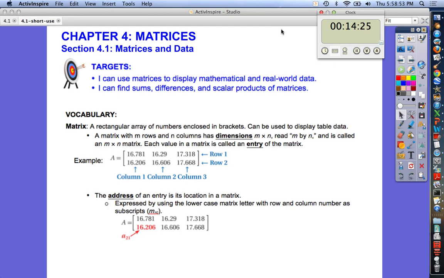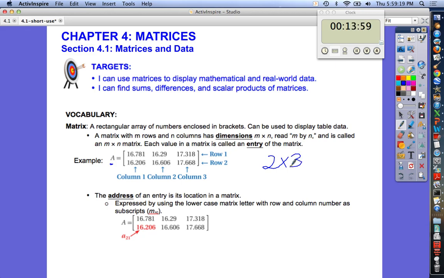Every matrix is given a capital letter name so that you can refer to it. And when we look at a matrix, they have dimensions, and it's always listed by the row and then the column. So when we look, for instance, at example A, we can see that there are 2 rows and 3 columns. So this is classified as a 2 by 3 matrix.